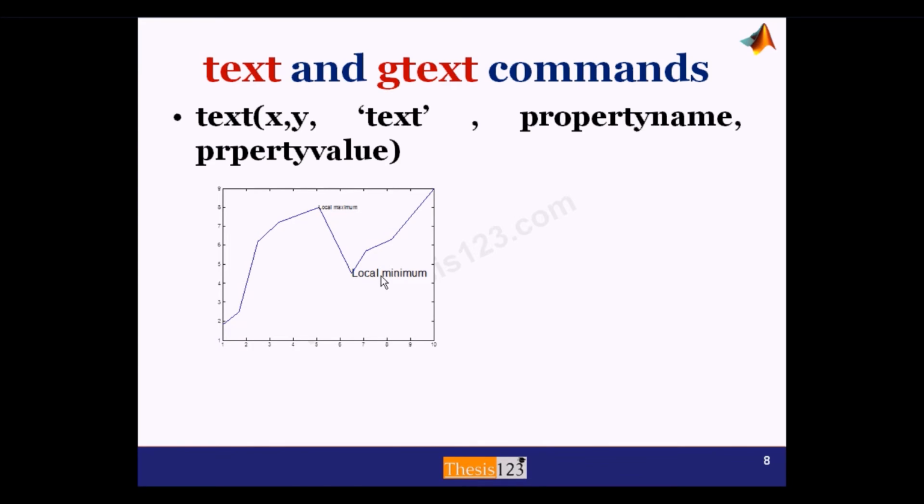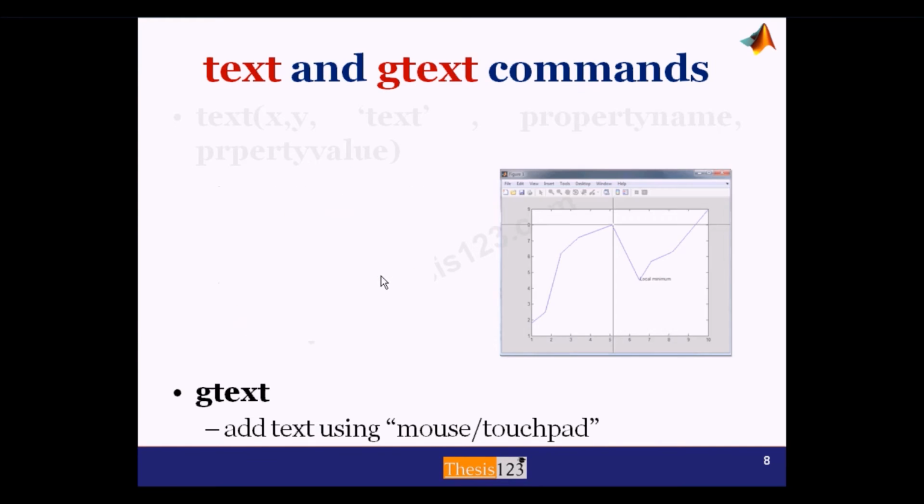Similarly, you have gtext. Gtext is the one where you put the text at a location by using the mouse or touchpad on the laptop. So the difference between text and gtext is that text is defined with already given x, y coordinates and goes exactly to that location, but with gtext, by using the mouse or touchpad, you have to click the appropriate position in the plot. So let us see an example.